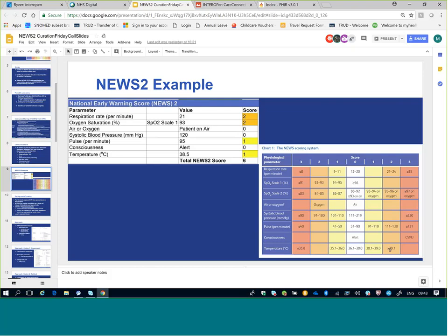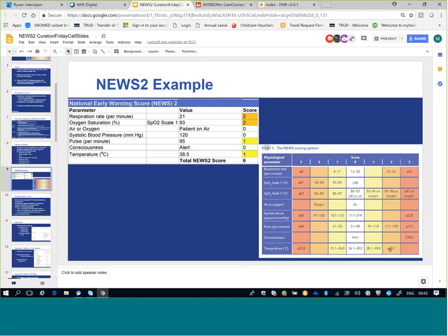Now, that's what it looks like in the NEWS2. Respiration rate is 21. You go to the chart, the range 21 to 24, and that's a score of 2. Oxygen saturation, we are using SpO2 scale 1, is 93%. You go to 92 to 93, and you get a score of 2. The patient is on air, which is a score of 0, on oxygen is a score of 0, and this is 0.